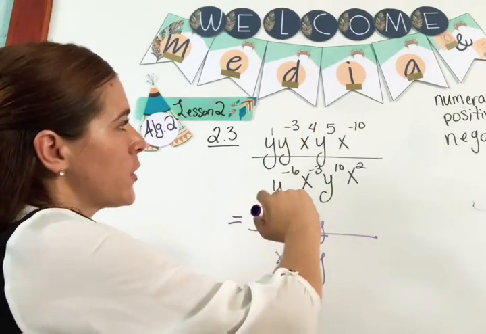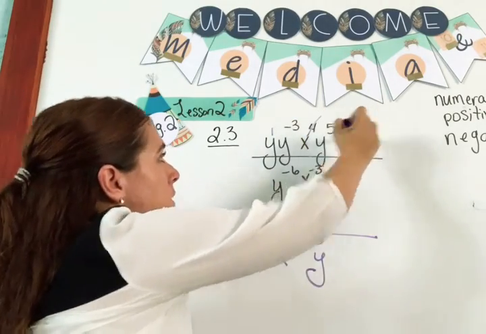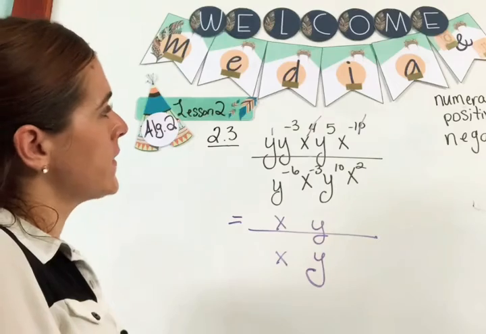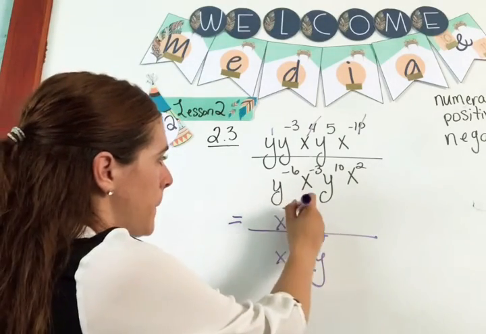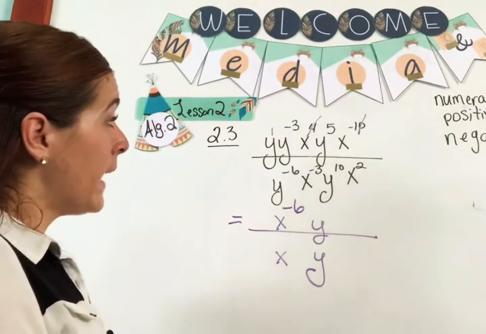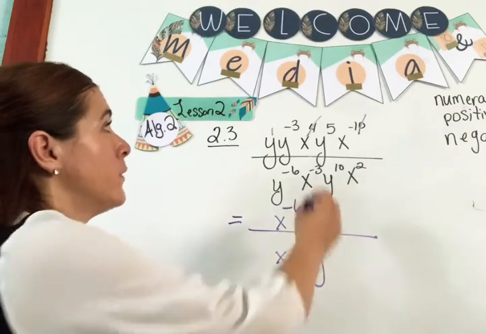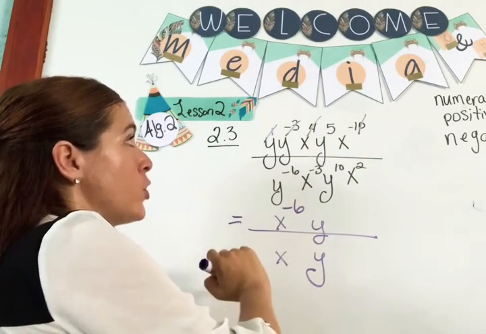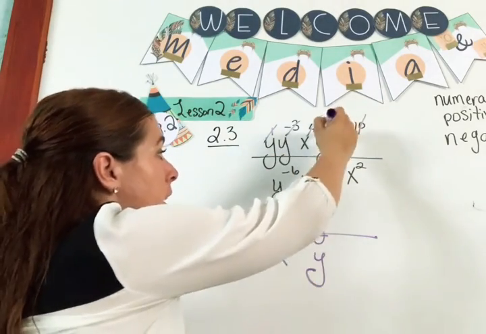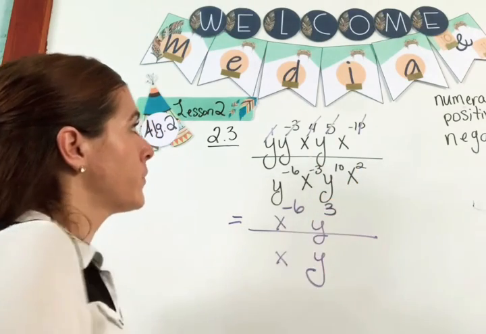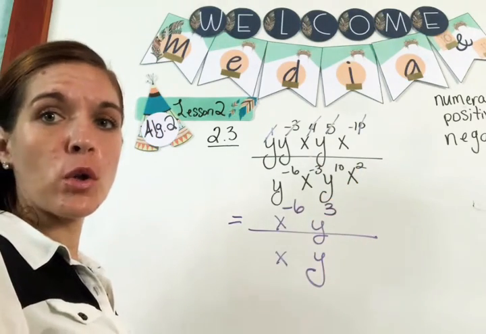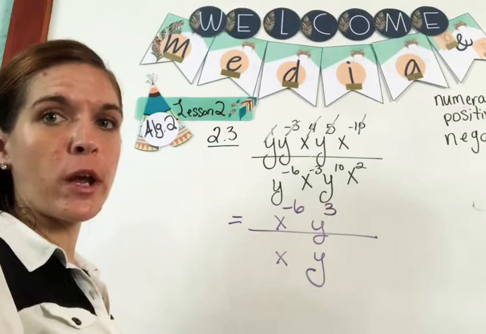Let's do our x's first. We've got 4 and negative 10. 4 and negative 10 is going to be negative 6. So you're going to put that right there. Okay, then you have your y's. You have 1 and negative 3 is negative 2. Negative 2 plus 5 is 3. Okay? So you have your x's and your y's done for the numerator.